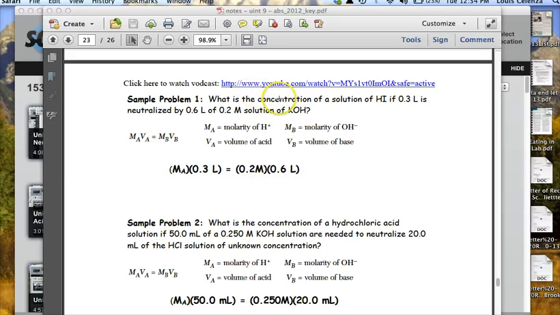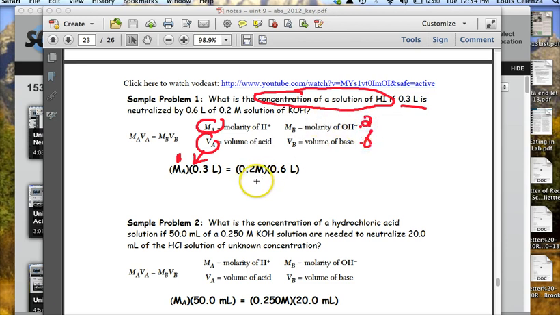So if you look at this, it says, what is the concentration of a solution of HI? So the concentration of HI, that's what it's asking you to find. So it's asking you to find the molarity of the acid. So this is our unknown. Of HI, if 0.3 liters is neutralized by 0.6 liters of 0.2 molar OH. Now if you need to slow this down and pause it and go back and look at the question, please do so. Don't just go through this if you're a little bit confused here.